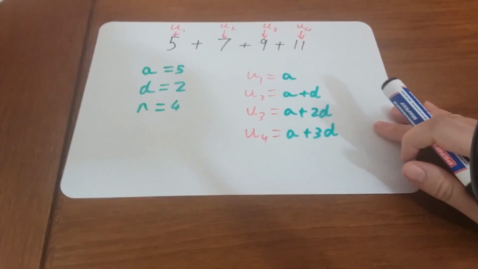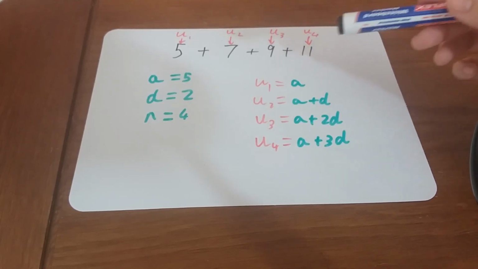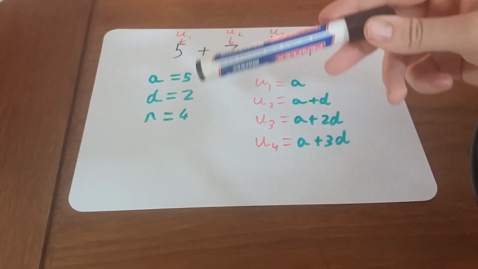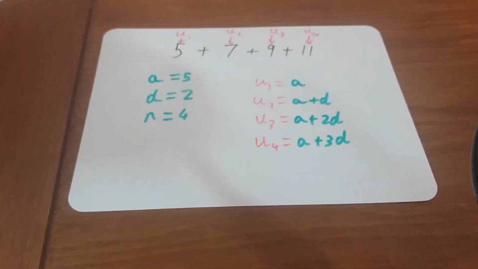So I'm using the same series here, 5, 7, 9, 11 at the top. We have U1, U2, U3, U4. Those are the individual terms. So U3 means the third term. We use little subscripts for that. The most important thing to be able to take off these are these three numbers here, a, d, and n.